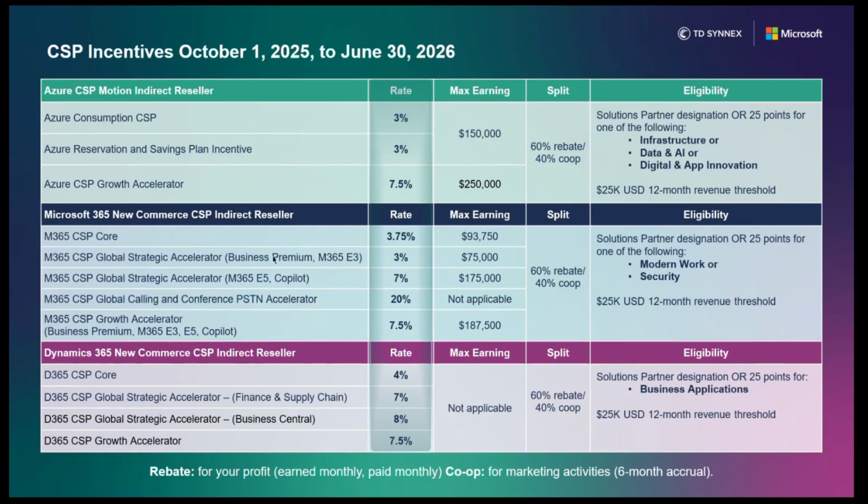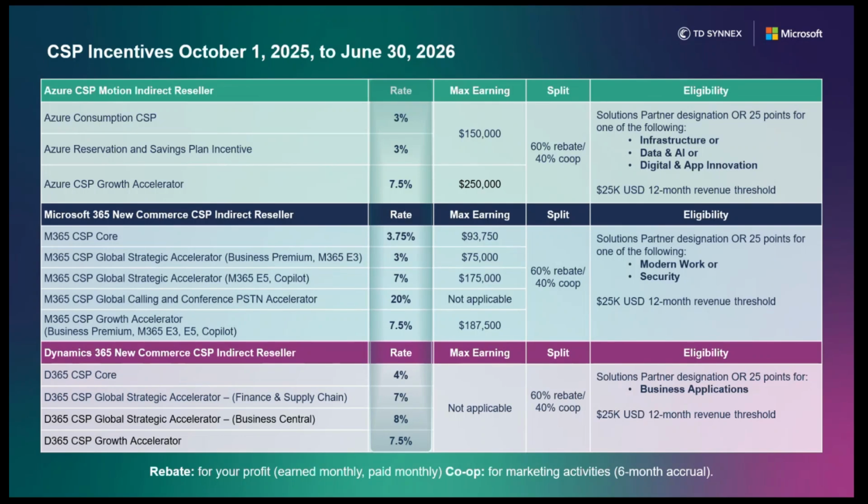Most partners are in this Business Premium E5, and we're seeing a lot more Copilot. So we really want to highlight here, when you're selling Business Premium and E3, you're earning this 3% plus the core. This is stacking. Same goes with the Microsoft E5 and Copilot. You are earning that core, plus on those SKUs, you're earning that 7.5%.